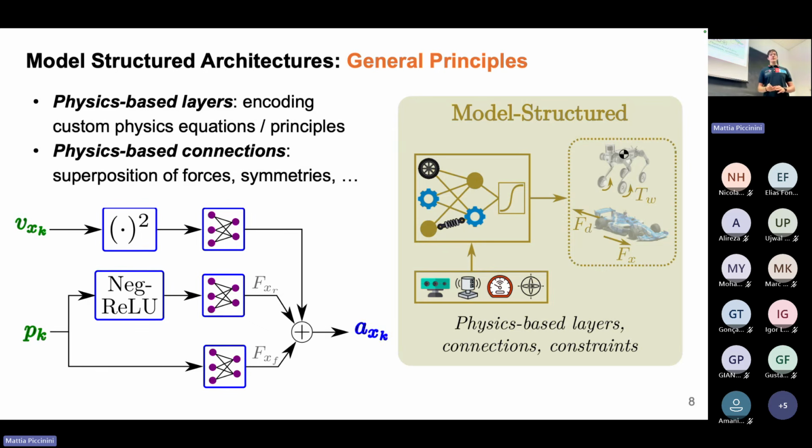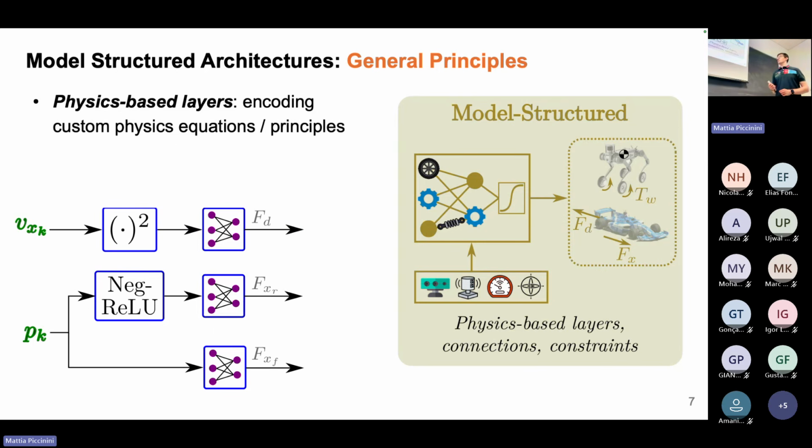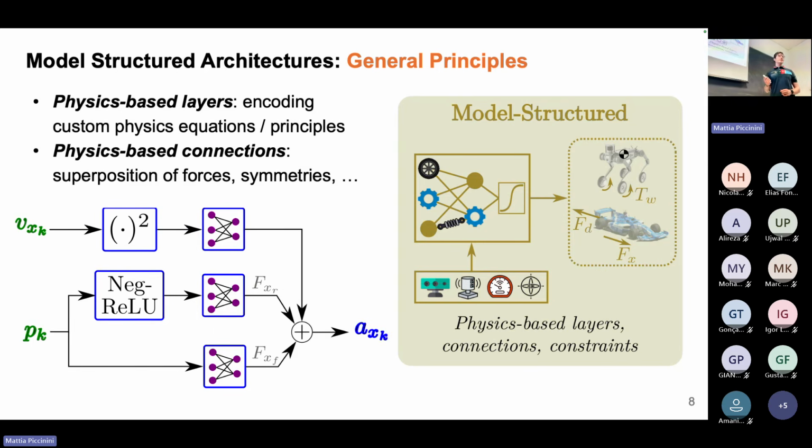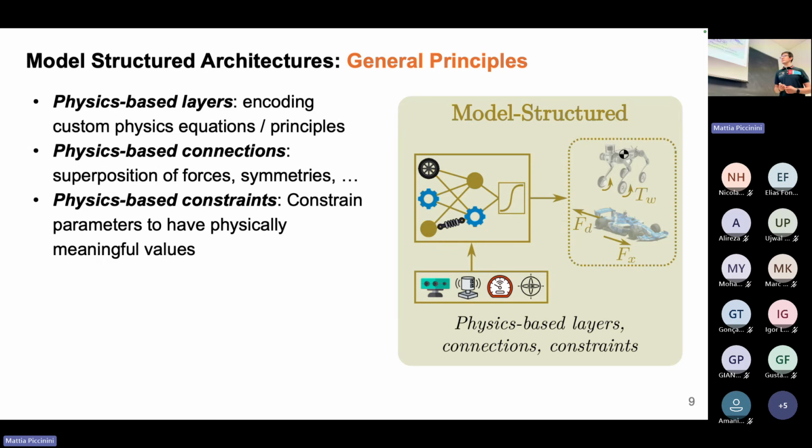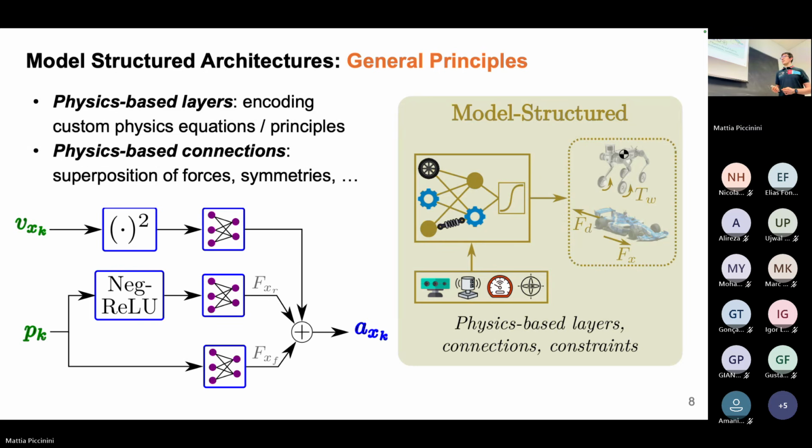So this is layers. Then we have physics-based connections. So how to actually connect the three forces? Well, Newton tells us the forces are additive, they superimpose, their effects are superimposed. And so the simplest way we can do is just to sum them, right? This is superposition of forces. So this is a simple way to have physics-based connections. We can also have other types of connections, symmetries, whatever.